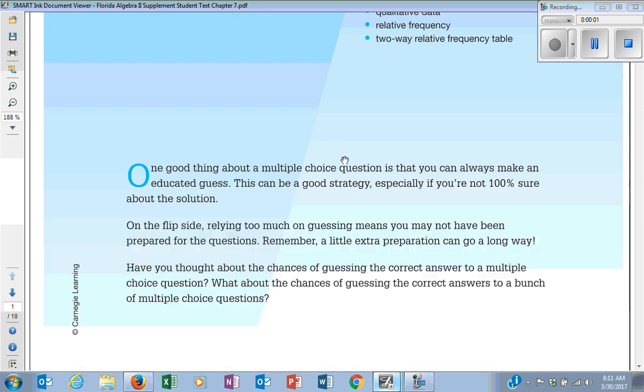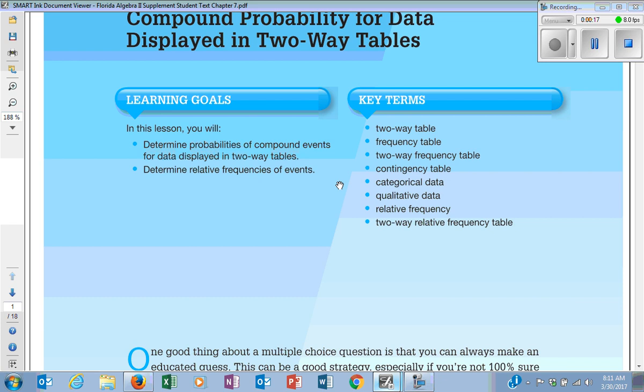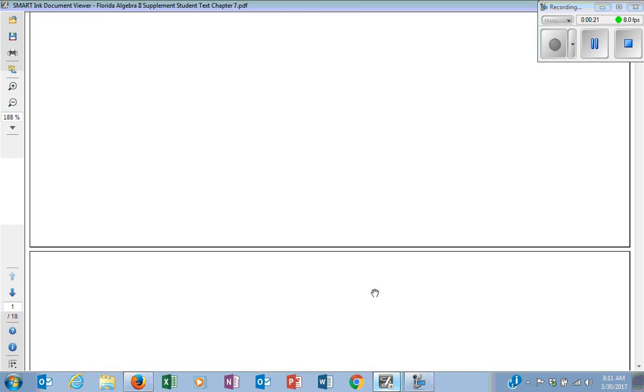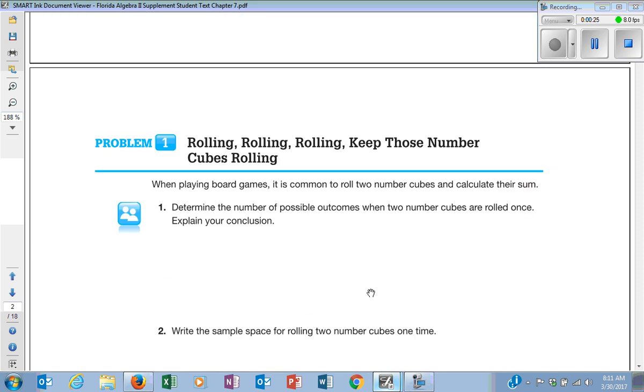So we should be on activity 7. We are going to do compound probability for data displayed in two-way tables. So we're going to just talk about different ways of displaying this. These are going to be the things that we want to make sure that we get through. Remember, vocab is very, very important for statistics.